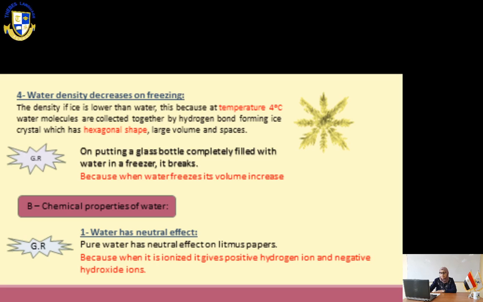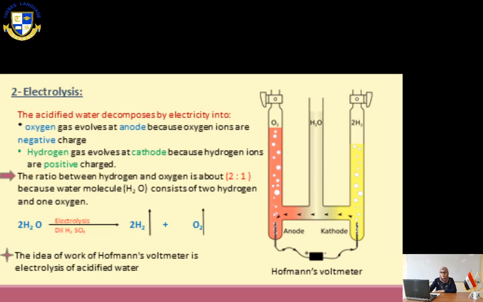Slide number 5. Electrolysis. What is electrolysis? Here we have a device. It is called the Hofmann voltameter. What is the importance of the Hofmann voltameter? It is used to electrolyze the water. It is used to separate the oxygen atom from the hydrogen atom.